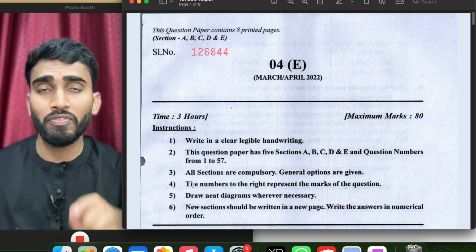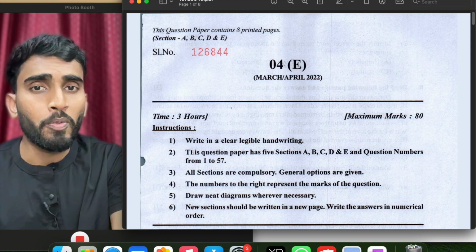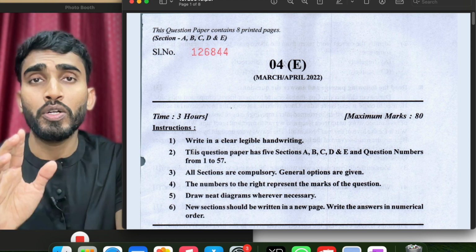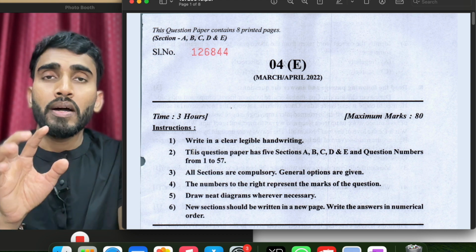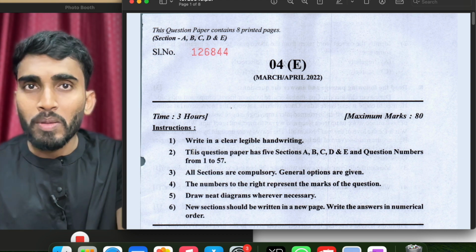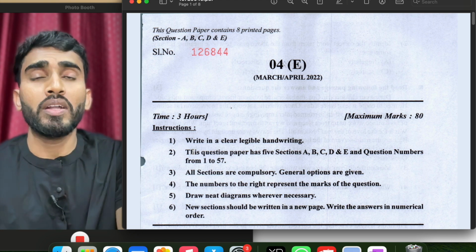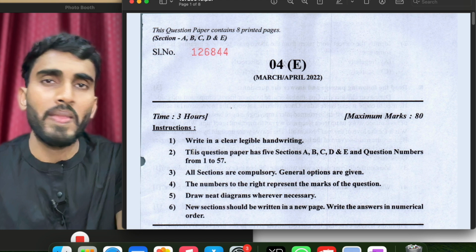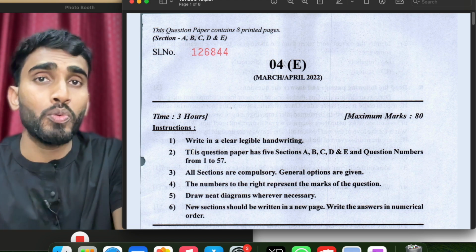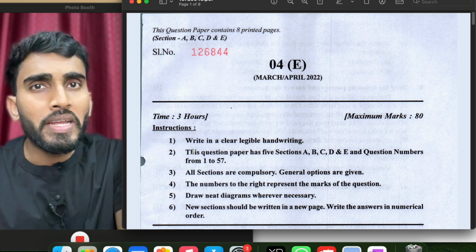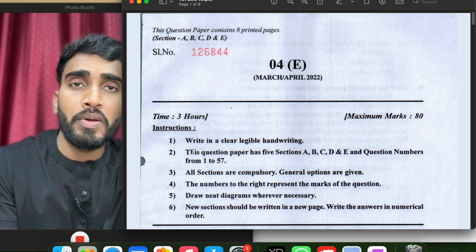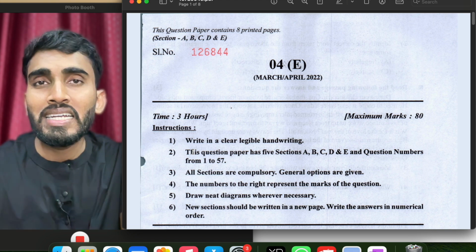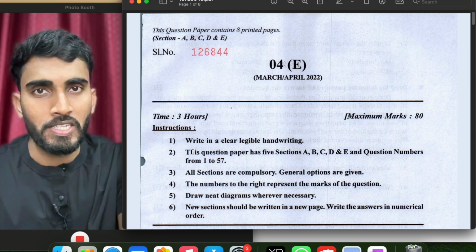Reading the instruction first, which says the first point is write in a clear legible handwriting. Very important point to keep in mind. If you are writing the answers correctly but your handwriting is not understandable clearly by the teacher who is going to correct your paper, then it does not make any sense. You may lose your marks. So from the beginning till the end of the paper, you have to try your best to keep your paper neat and clean and not make it too much messy.